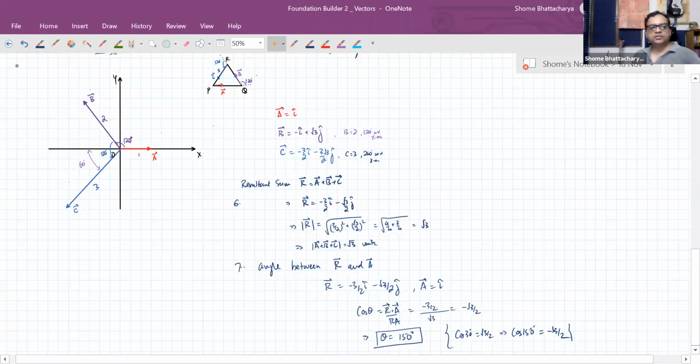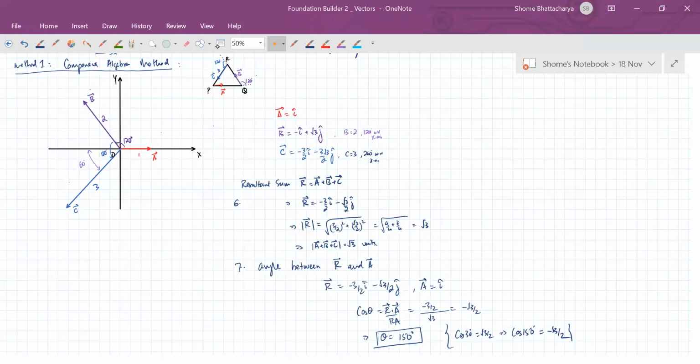So this is the first method of solving this. This is the component algebra method. Just make a note of this first. Then we'll see next the geometrical approach of solving.